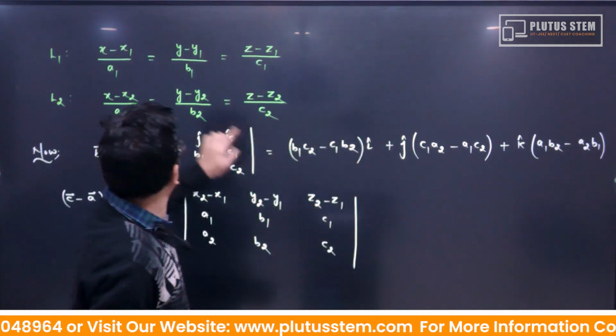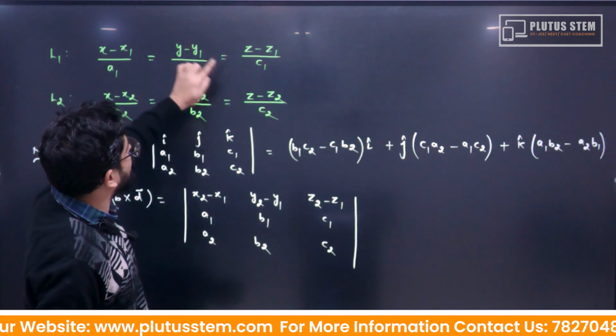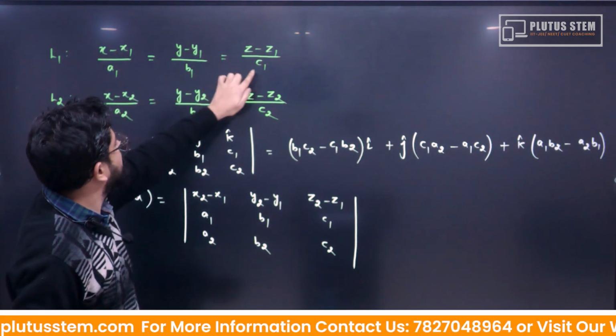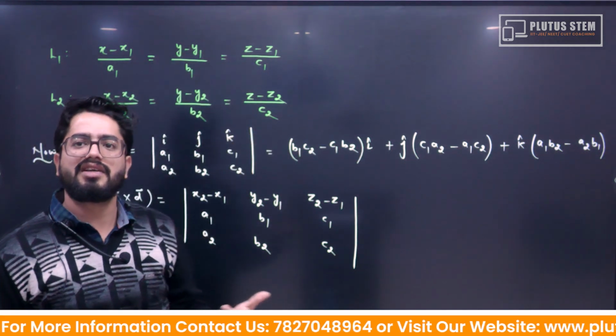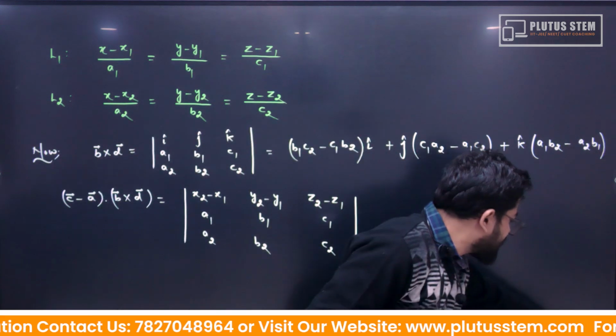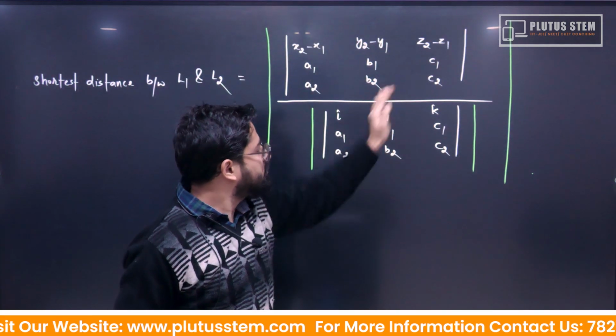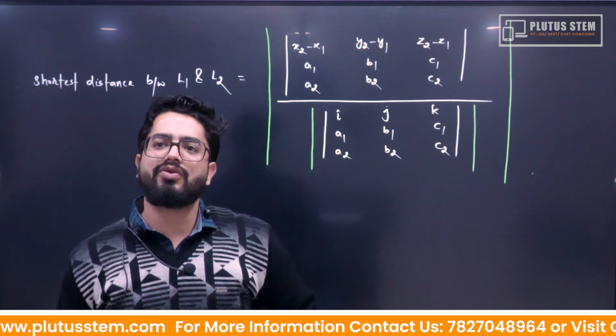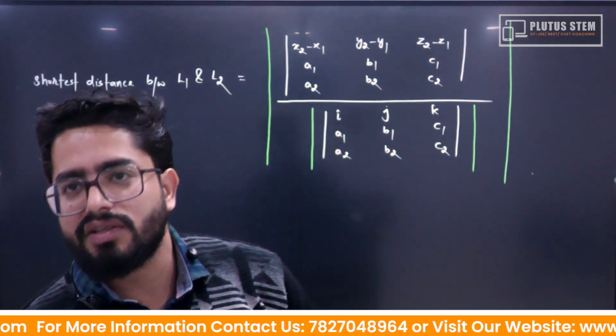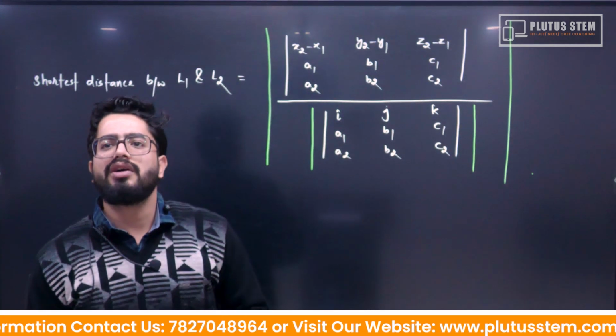Take the first row as x2 minus x1, y2 minus y1, z2 minus z1, the second row as a1 b1 c1, and the third row as a2 b2 c2, and take the determinant of it. In the denominator, take i, j, k and the vectors a1 b1 c1 and a2 b2 c2. So this is your shortest distance between the two lines.